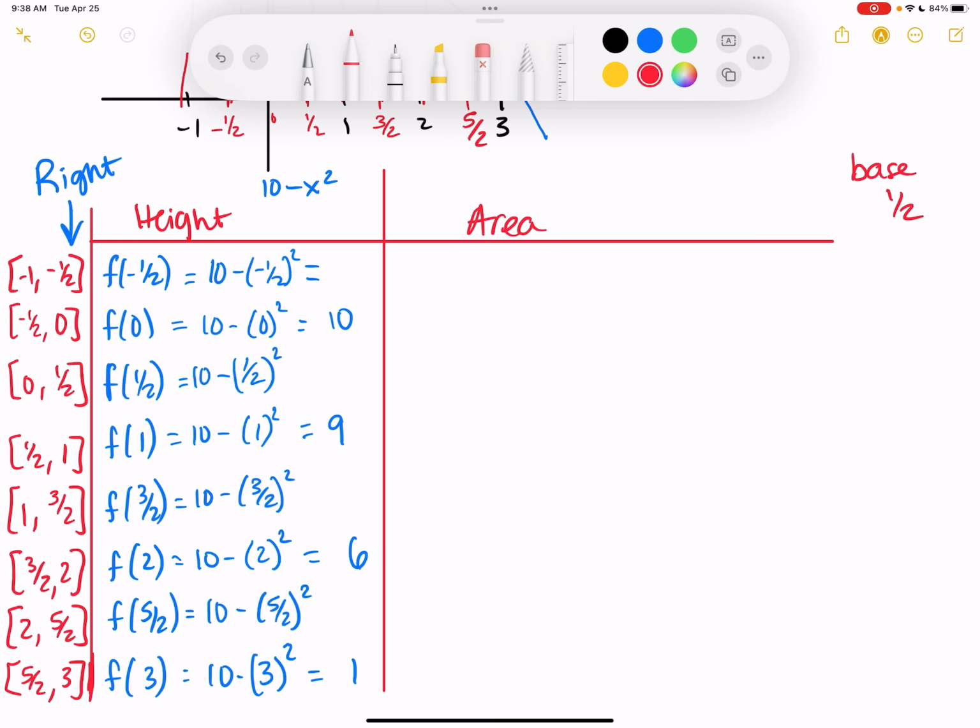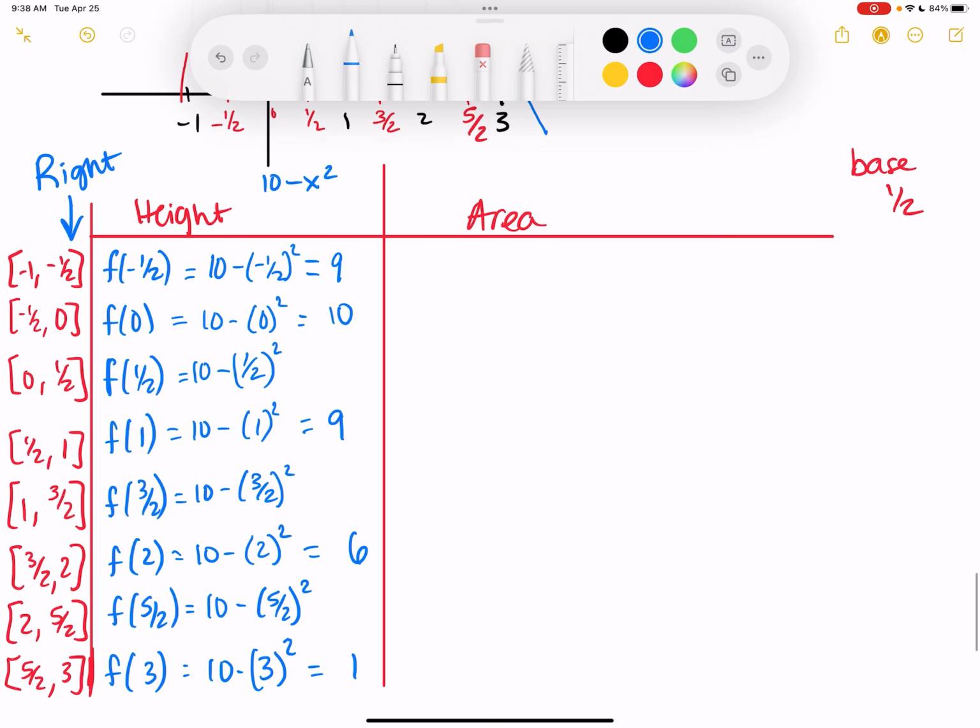9 and 3 fourths for that one. You got 10.5? Well, 1/2 squared is what? I wrote a square. And then you need to do 10 minus that, because those negatives don't cancel. 9.75. Okay.